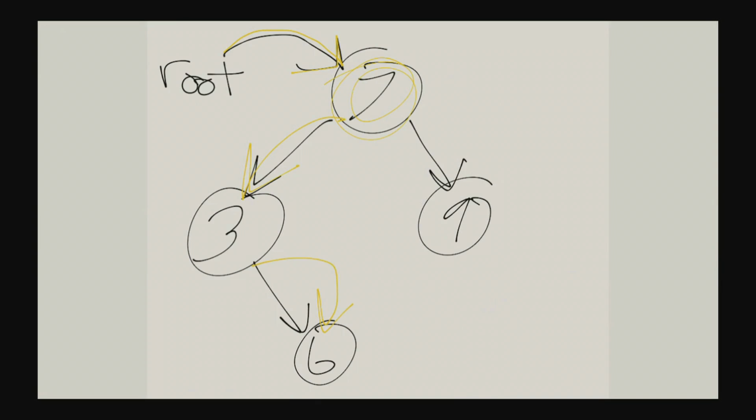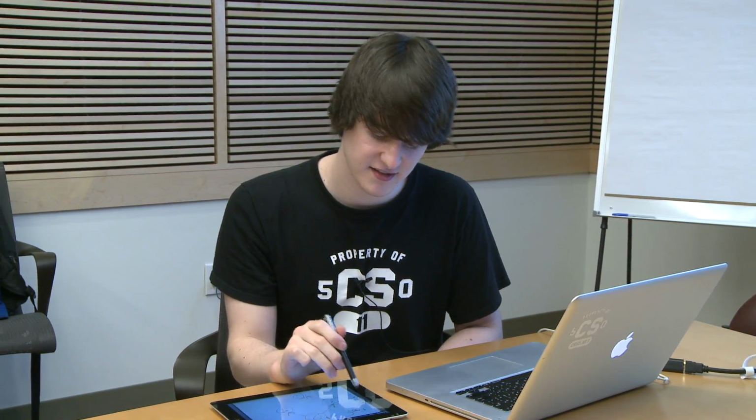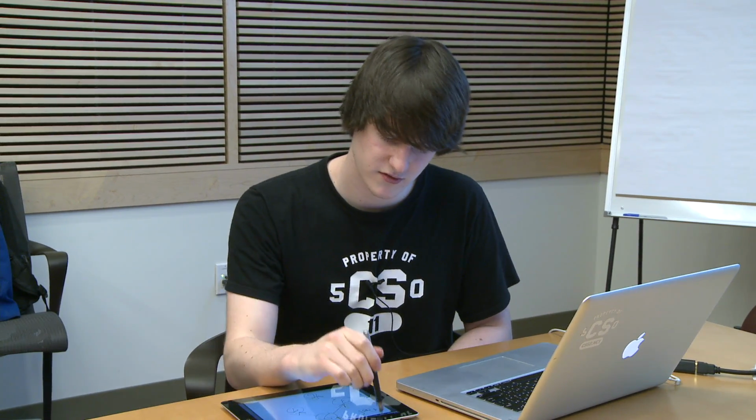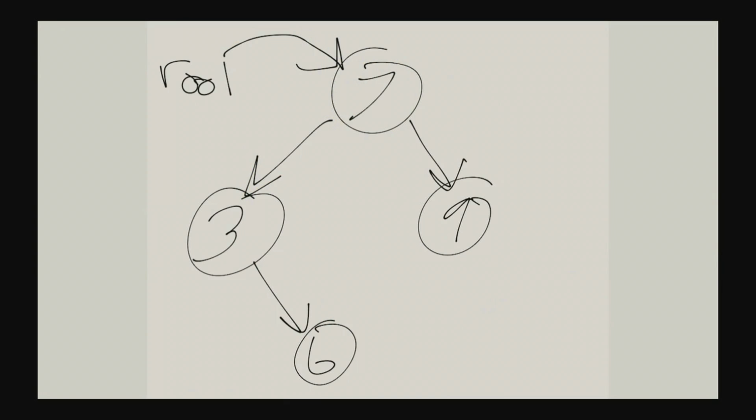And now I end up at 6, which is the value I'm looking for, so I return true. The next value I'm going to look for is 10. Let's undo it. Okay, so 10 now is gonna cut off that.